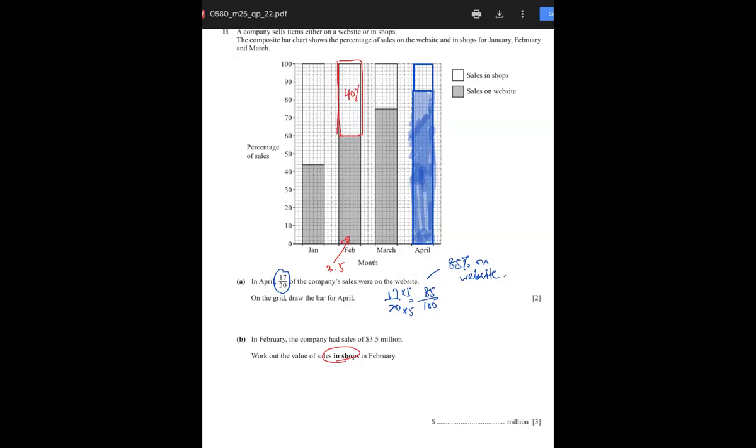So I just take 3.5 times 40%. That is it. 40% is 4 out of 10, which I can simplify to 2 out of 5. Depending on how you want to do your fraction multiplication, you can simplify 3.5 and 5 first by dividing by 5. 3.5 divided by 5 is 0.7. 0.7 times 2 is 1.4, so 1.4 million. Just like that, they give you 3 marks.